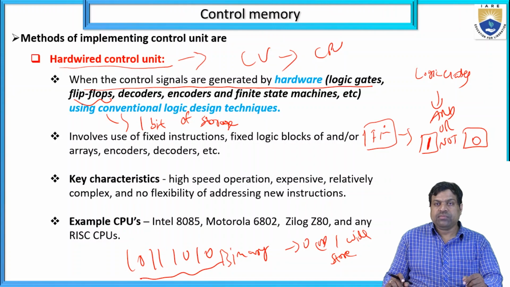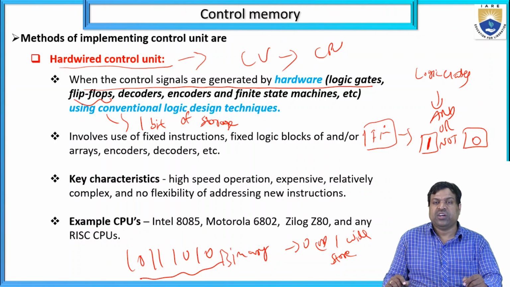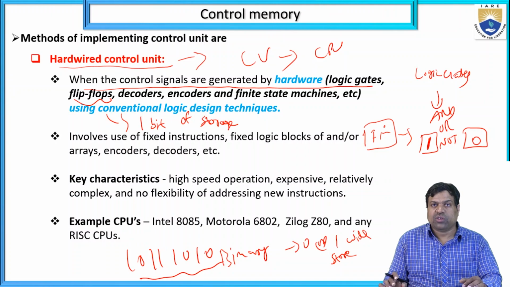A decoder takes inputs, and depending on how many inputs we give, it does the decoding, and likewise encoding, and finite state machines, FSM, etc., using conventional logic design techniques. So logic gates, flip-flops, decoders, encoders, and finite state machines are used to generate control signals. These are generated by the hardware: logic gates, ICs, integrated circuits. These belong to hardware.